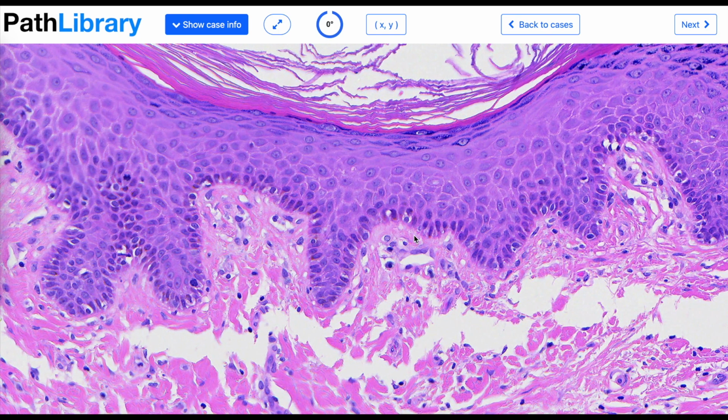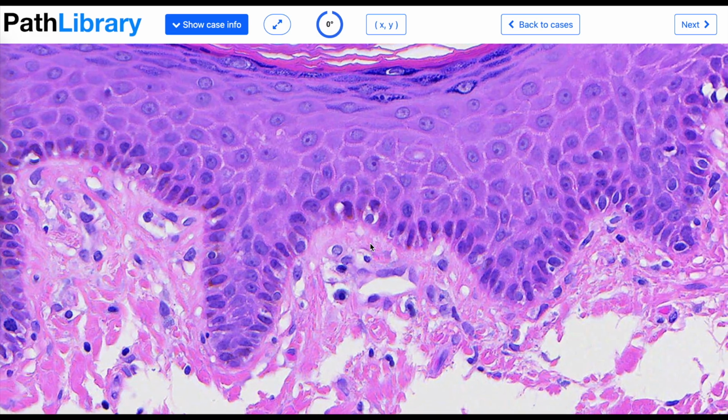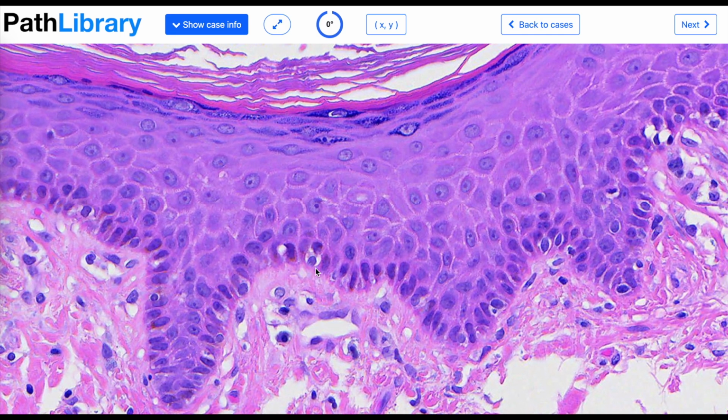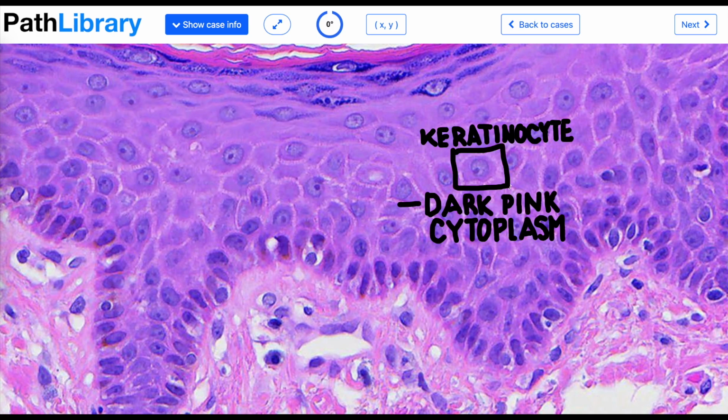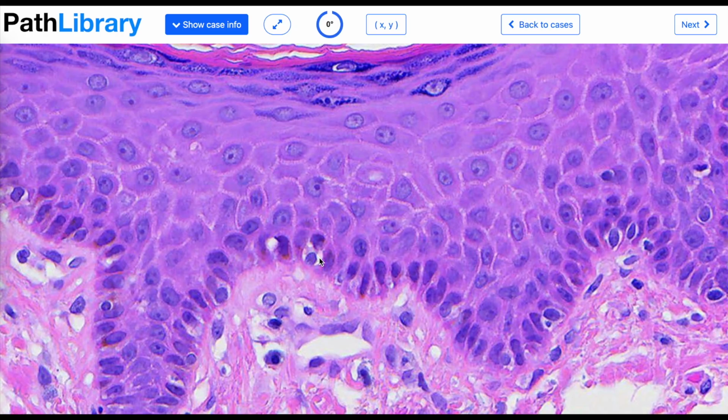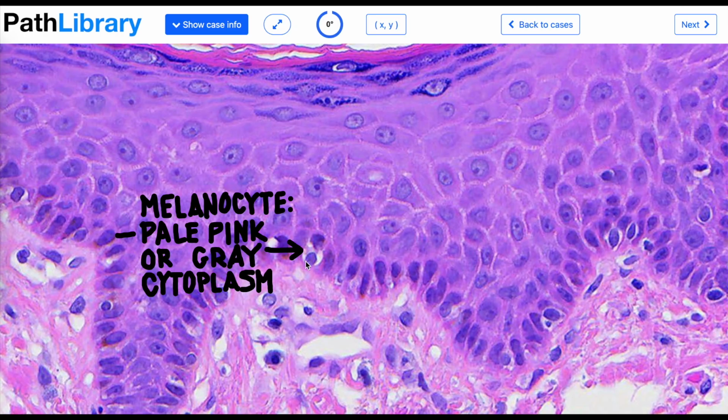Another feature that wasn't as clearly seen in the previous section is the presence of melanocytes. Not all of the cells in the epidermis are keratinocytes. This is a melanocyte right here. I know it's a melanocyte because it's got a cytoplasm that has a different color compared to the dense eosinophilia of the keratinocyte cytoplasm. This cytoplasm is grayish or palely eosinophilic, and that's the color of a melanocyte.